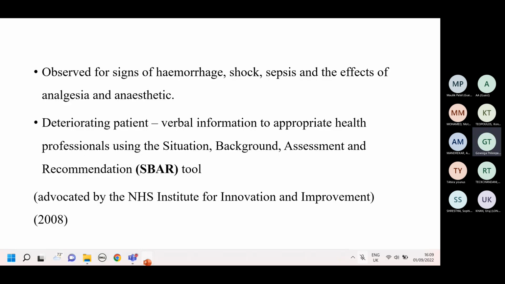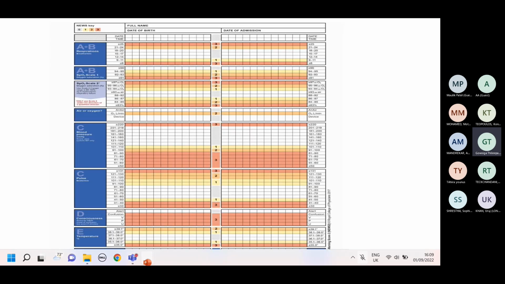Staying on that slide, I just want to mention one or two points. A score of 5 or more is an urgent response, with increased frequency of monitoring of minimum 1 hourly. A total score of 7 or more means an emergency response is indicated, with continuous monitoring of vital signs every 15 minutes, and it should be escalated to the appropriate team. The medical emergency team and the critical care outreach team will attend that patient for immediate attention.